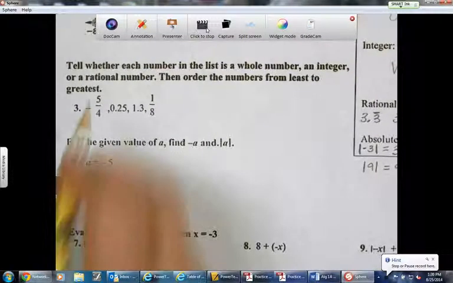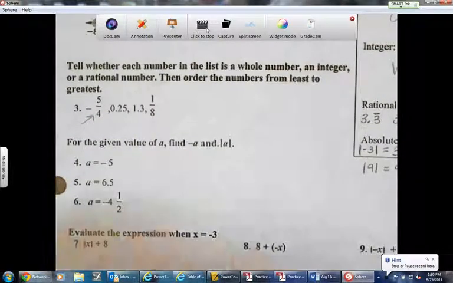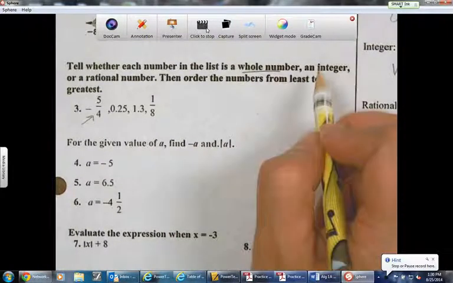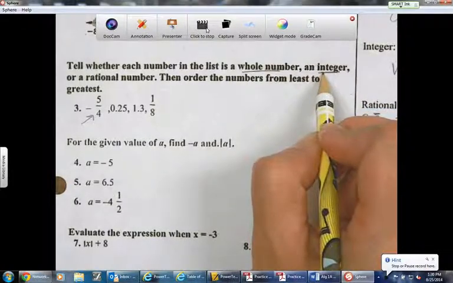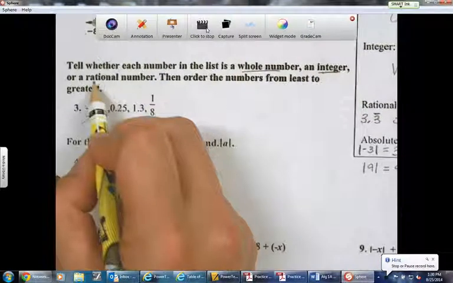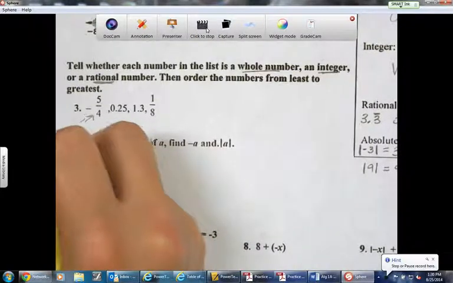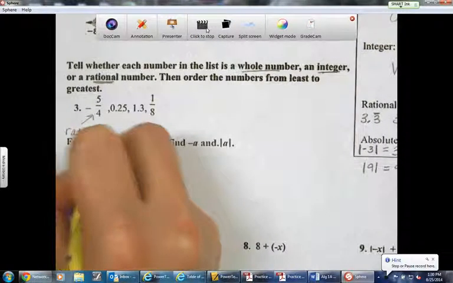So what would you call this number right there? Is it whole? No, it's not a whole number. Is it an integer? Why is it not an integer? Because it's not whole. Integers have to be positive, negative, whole. Is it rational? Yes, because we said rational numbers can be fractions. So this is a rational number. We're just going to put rational.